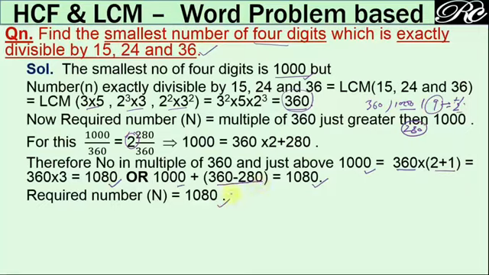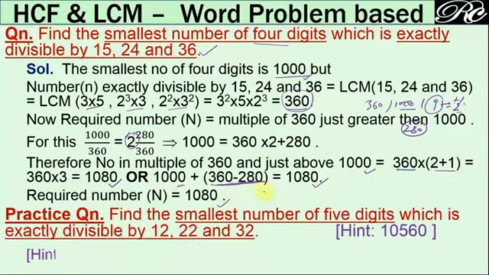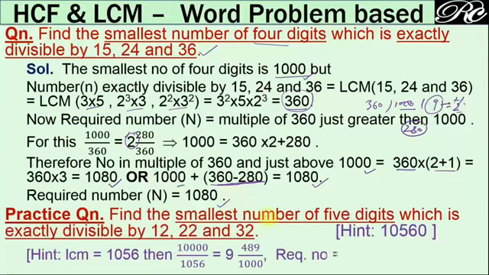So this way we have to add, for just below or just above the given number, maybe the lowest 4-digit or highest 4-digit or 5-digit. Similarly, one question is given for practice. We have to get the smallest 5-digit number which is divisible by 12, 22 and 32.